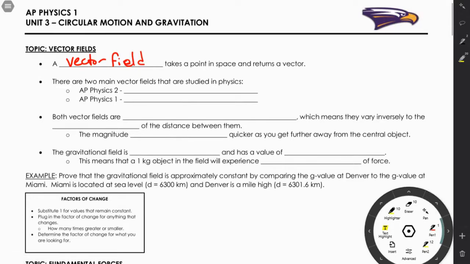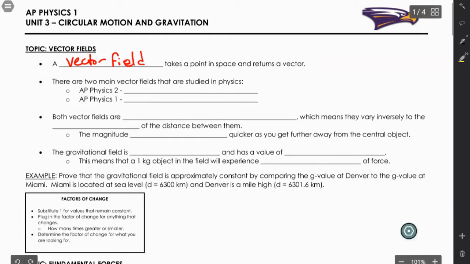Now, when it comes to vector fields in the AP Physics area, there are two main vector fields that are studied. One here in AP Physics 1 and one in AP Physics 2. In AP Physics 2, because the focus is more modern, it's the electromagnetic field. And here in Physics 1, we'll talk about the gravitational field again. We talked briefly about this at the beginning of the last unit, but we're going to go a little bit deeper into this.